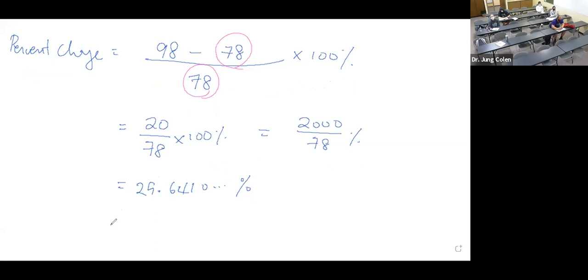So approximately, you see how I use the symbols? That's exactly the same thing. Because I put that there, but now I'm approximating it. So that's about what? 25.64%? Okay, that's good. That's the percent change. That's a pretty good number, isn't it? Okay.